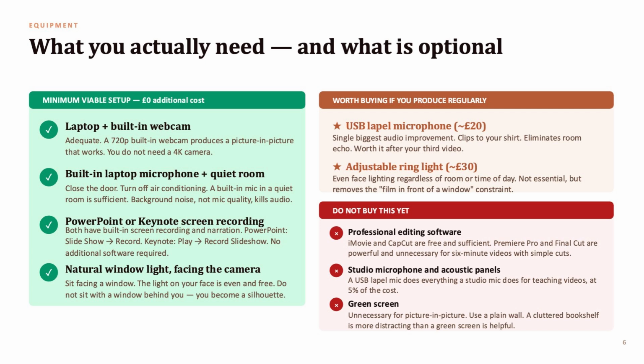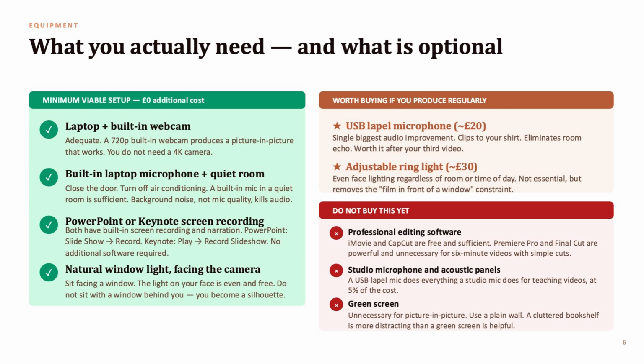If you produce regularly, certain upgrades are worth the investment. A USB lapel microphone, around 20 pounds, is the single biggest audio improvement, eliminating room echo. An adjustable ring light, near 30 pounds, ensures consistent lighting, though not essential.